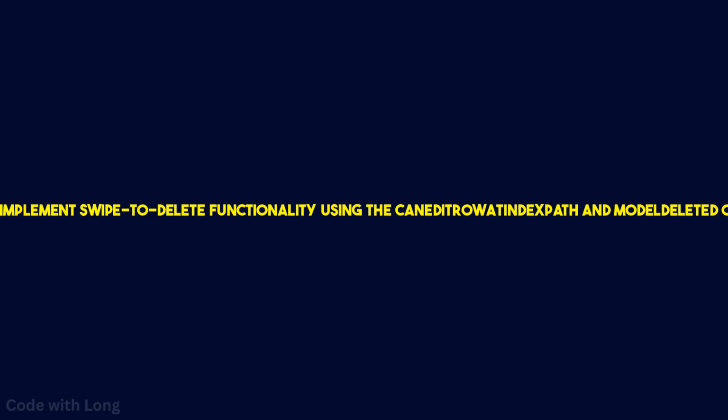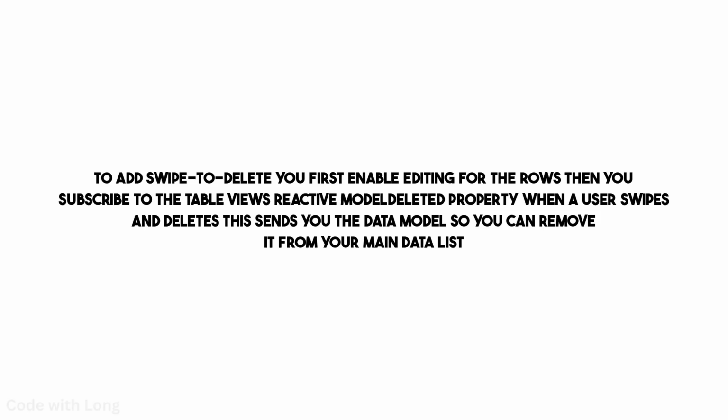How do you implement swipe to delete functionality using the canEditRowAtIndexPath and modelDeleted observables? To add swipe to delete, you first enable editing for the rows. Then, you subscribe to the table view's reactive modelDeleted property. When a user swipes and deletes, this sends you the data model, so you can remove it from your main data list.